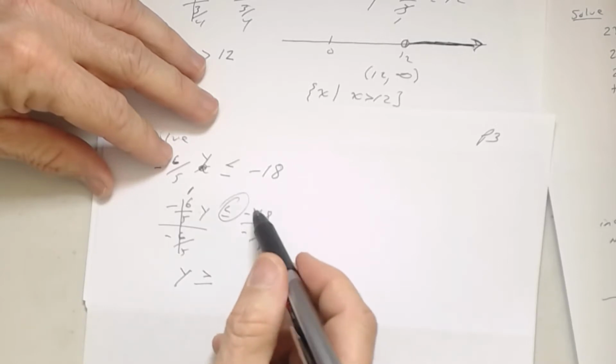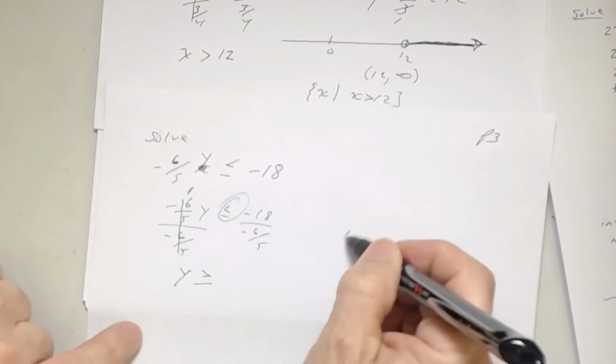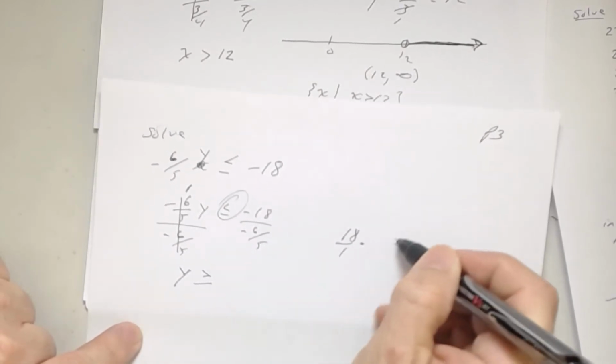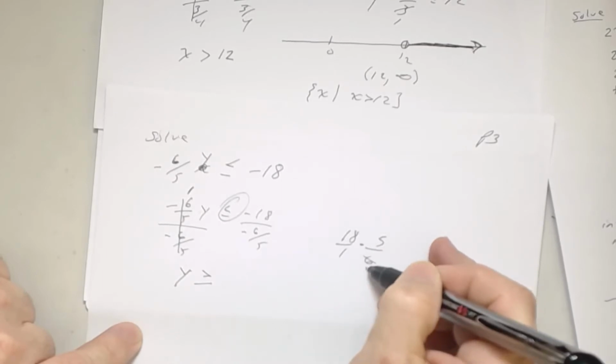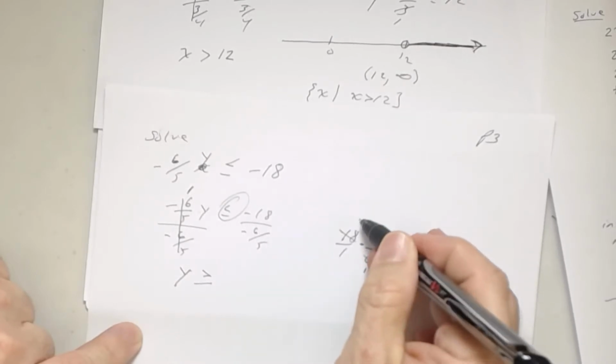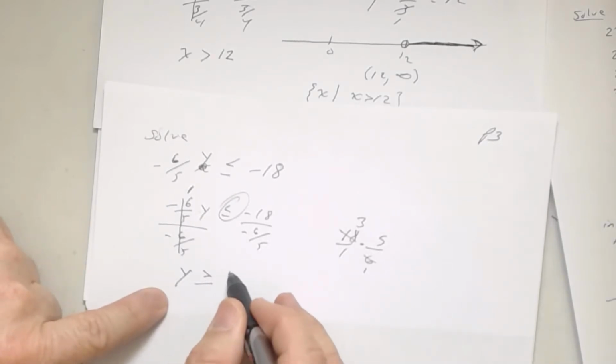And then let's figure this part out. First of all, a negative divided by a negative is a positive. So that's going to be 18 over 1 times what? 5 over 6. 6 and 6 is 1. 6 and 18 is 3. So all of my solutions are bigger than or equal to 15.